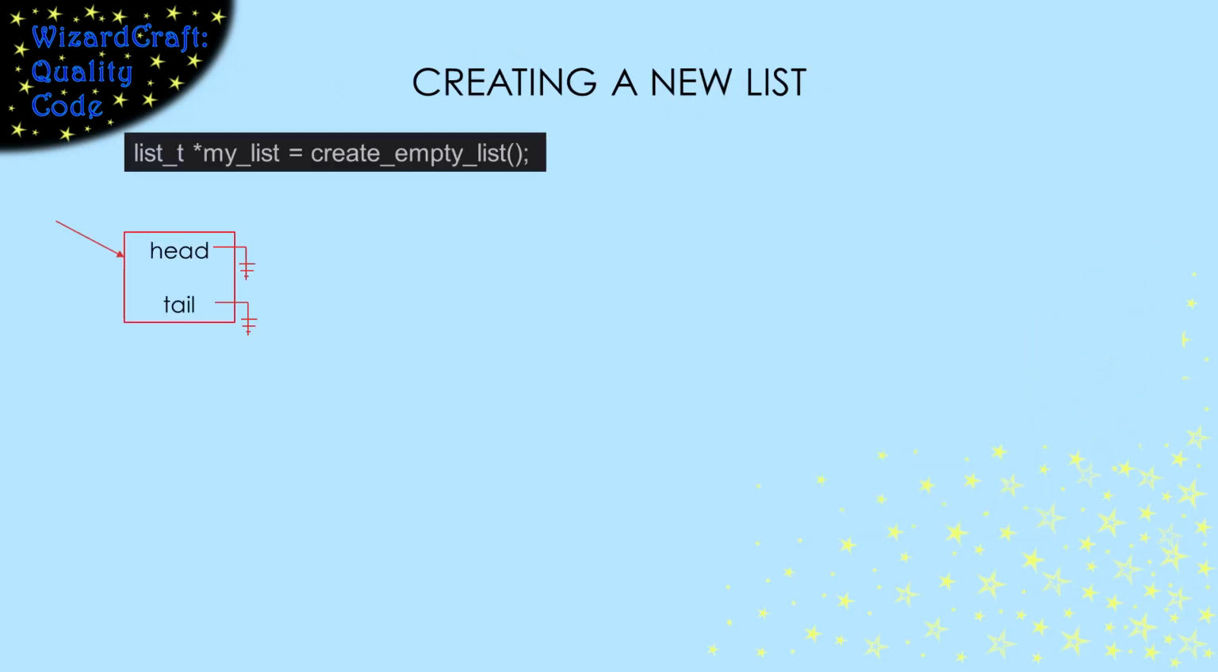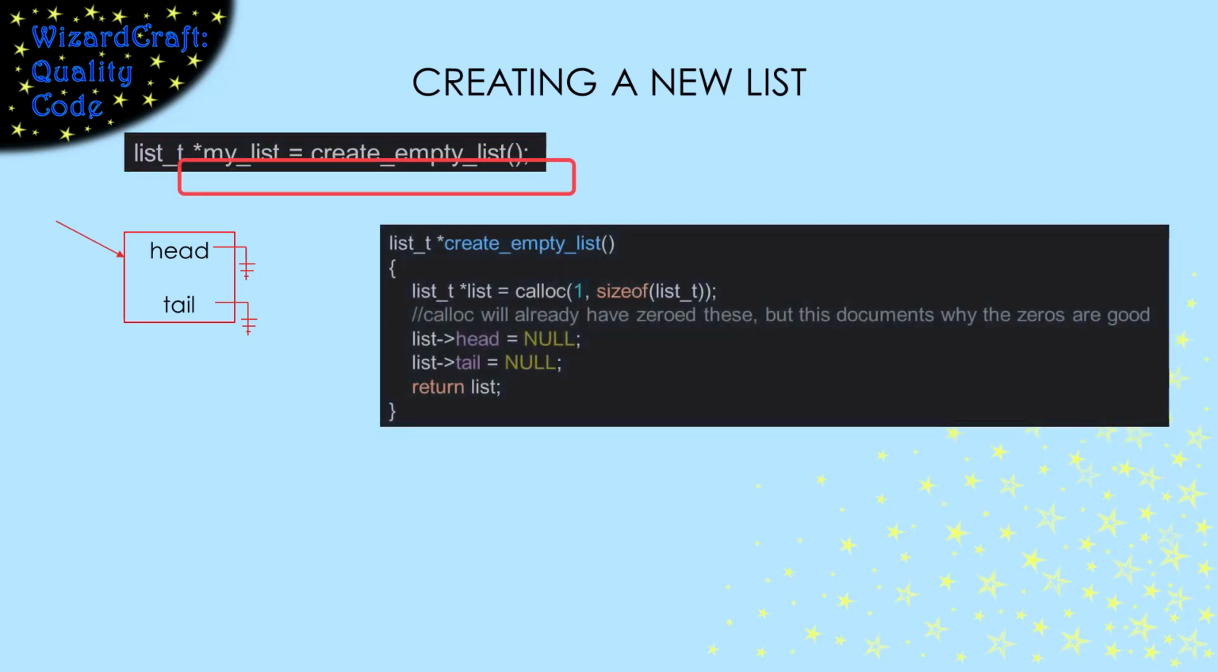Creating a new list is pretty easy. When someone wants a new list, they just call create empty list and store the pointer that it returns into their list variable. In create empty list, we use calloc to allocate space for one list_t struct. And then I like to null the two pointers. Calloc already zeroed them, so maybe that's overkill. Then we return a pointer to the struct that we allocated.